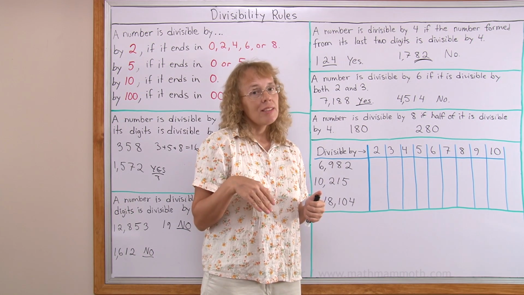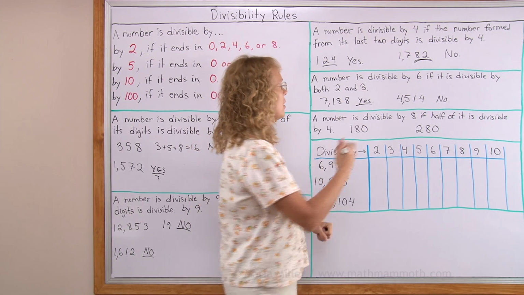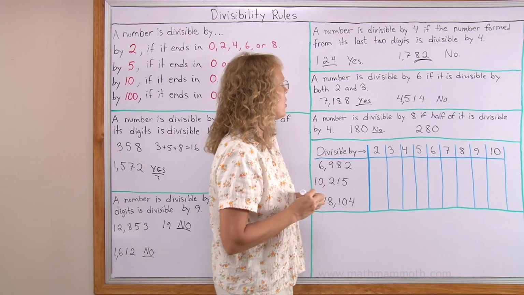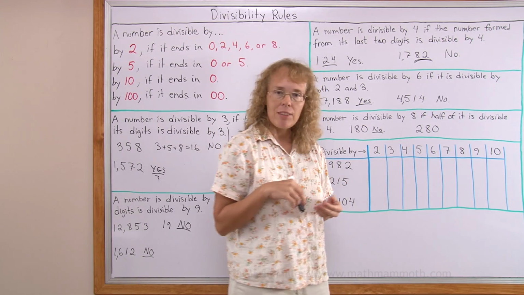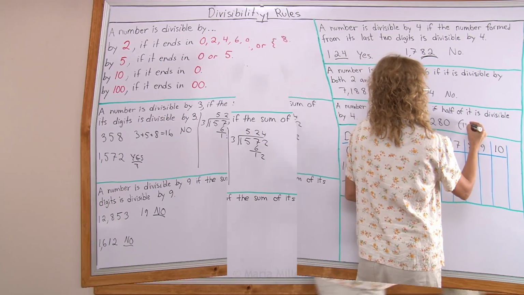Okay, 80 would be, and 84 and 88 and 92 would be, but 90 is not. So this is not divisible by 8. Okay, 280, I'll take half of that. That's 140, okay? I'm looking at 140.